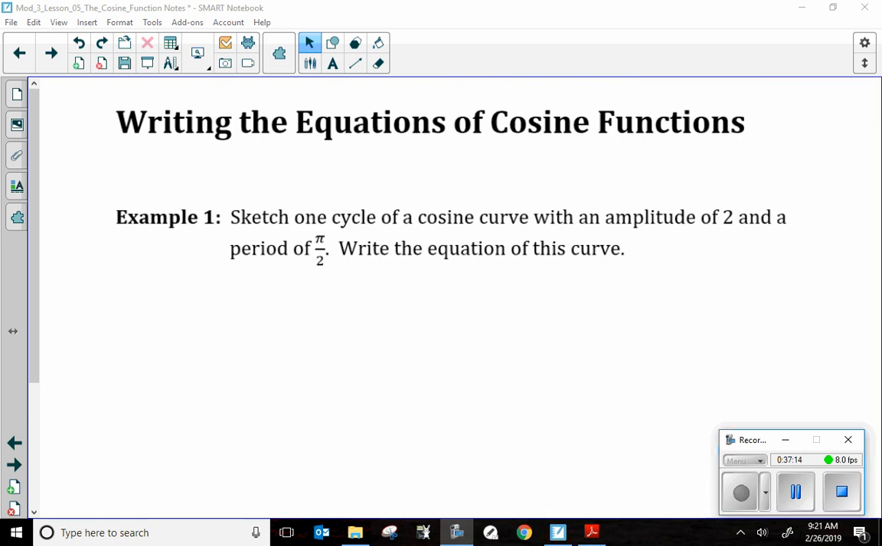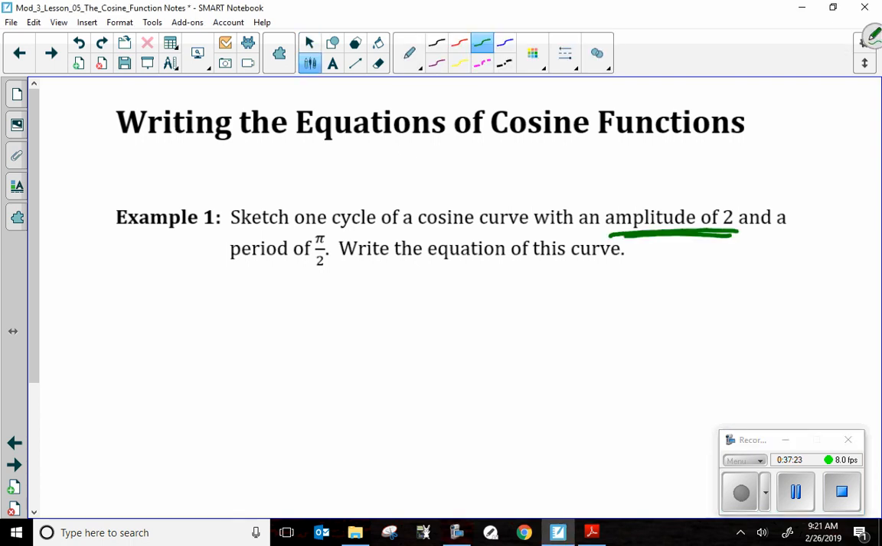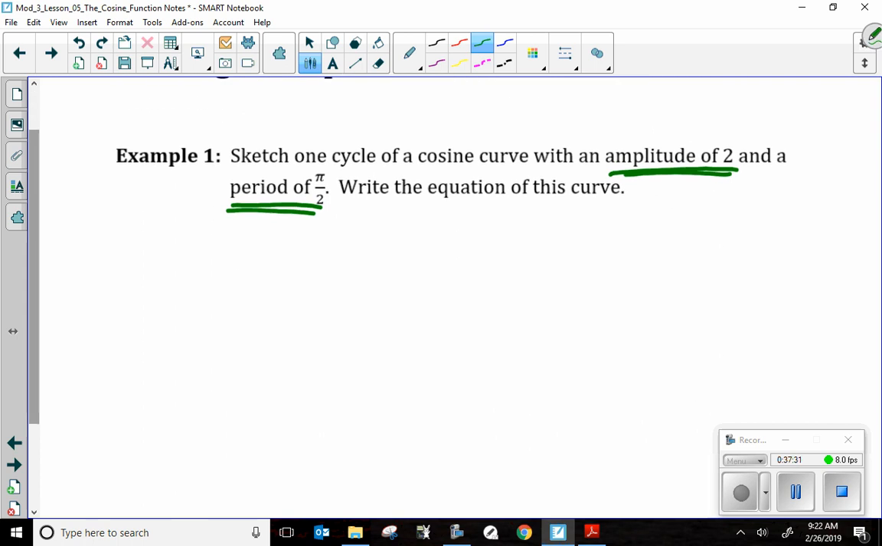Writing equations of the cosine functions. Okay. Example 1. Sketch one cycle of a cosine curve with an amplitude of 2 and a period of pi over 2. Then write the equation of this curve. All right. Well, let's start by just sketching it.